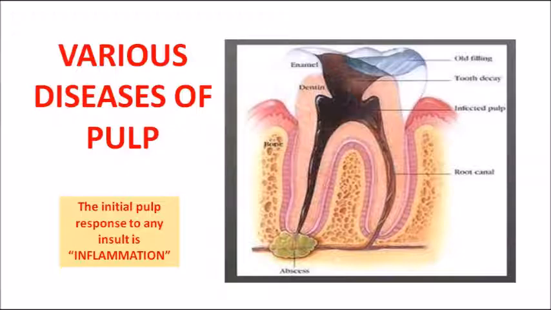First and foremost point you have to remember is that the initial pulp response to any insult, if anything happens to the pulp, will always be inflammation. In the picture you can see the tooth cross section. When caries or an old filling with secondary caries, any kind of tooth decay, goes into the pulp, it can infect the pulp, leading to all these diseases which we are going to explain further.